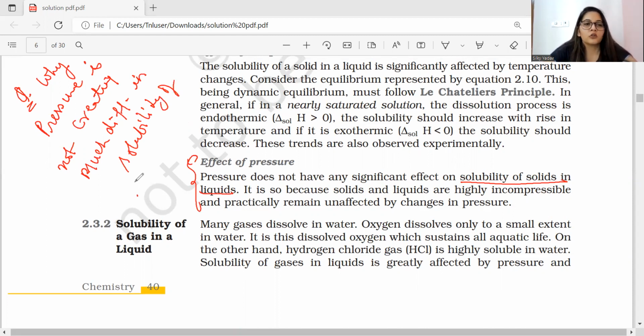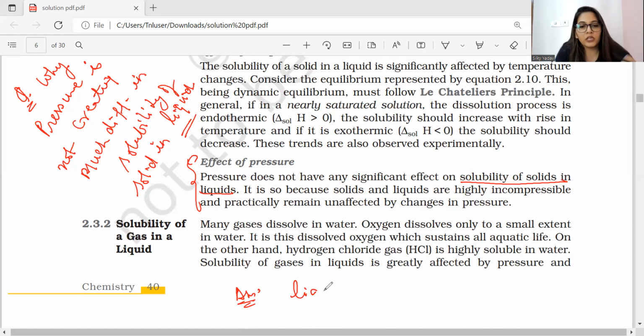Insolubility of solid in liquid. Because see, if you want to clear all your basics, you have to read each and everything, and you have to see from where the questions can be asked, to make your preparation not just according to the boards, but yes, definitely according to your knowledge as well.